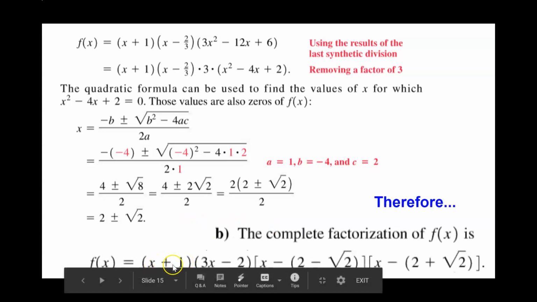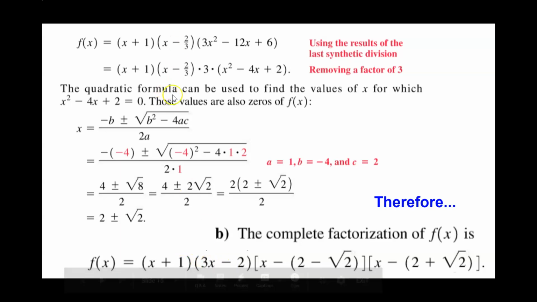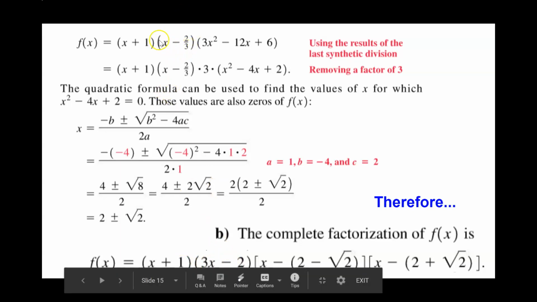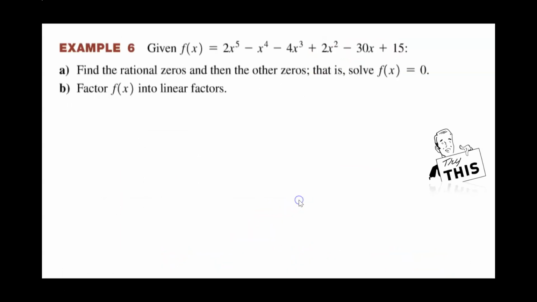So therefore, we have x plus 1. That's the first one we found. And then the 2/3. So we just put the 3 back in front here. So we have 3x minus 2 for this one. And then we have x minus (2 minus the square root of 2), and then x minus (2 plus the square root of 2), because we have to do the plus or minus here with x minus. So we have our 4 answers: 1, 2, 3, 4.